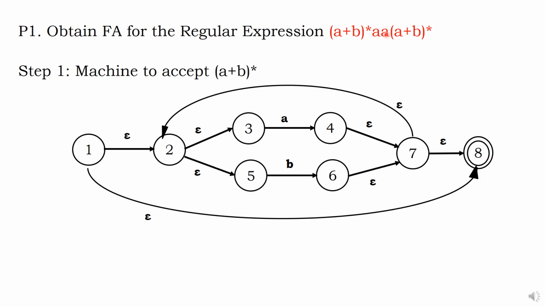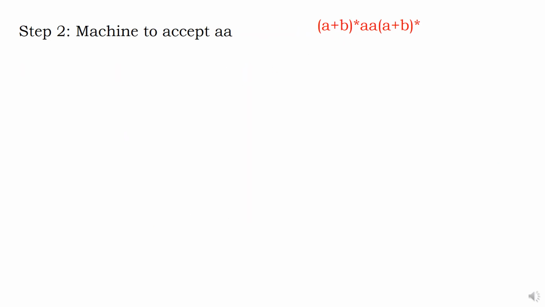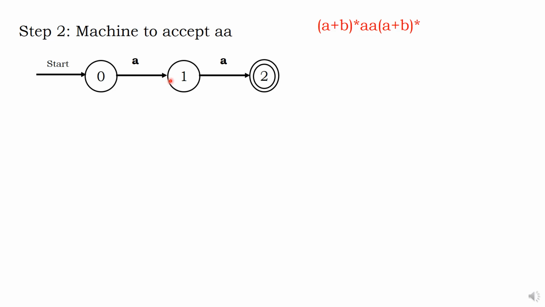Next, step 2. What is AA? AA means one after other. That is empty string, A, initial state, A, and one more A. This is called one after other. Concatenation, A, after that one more A. Ready? Now what is step 3?